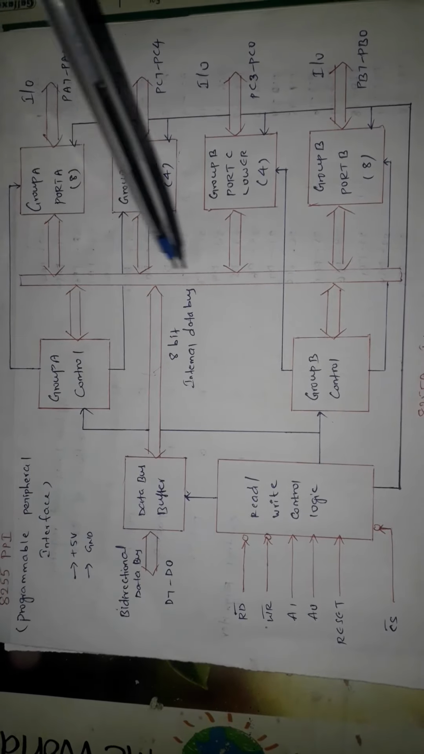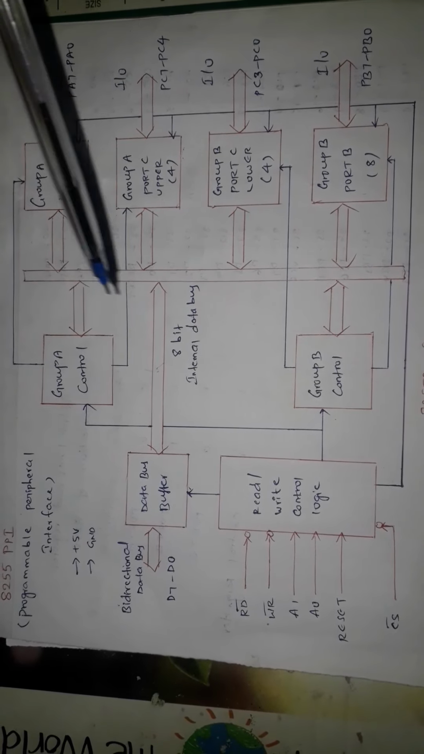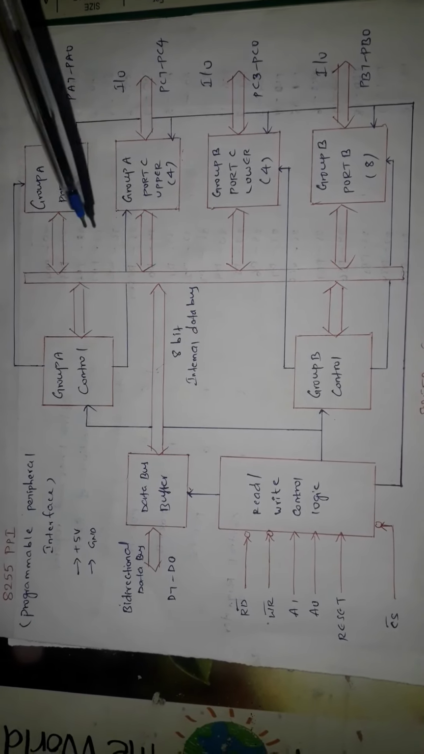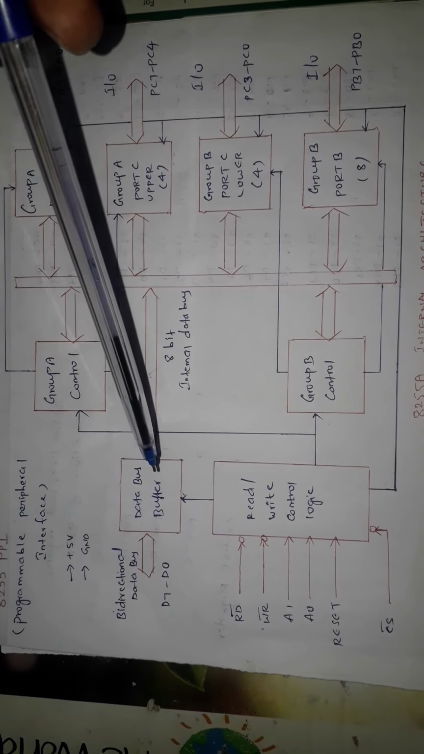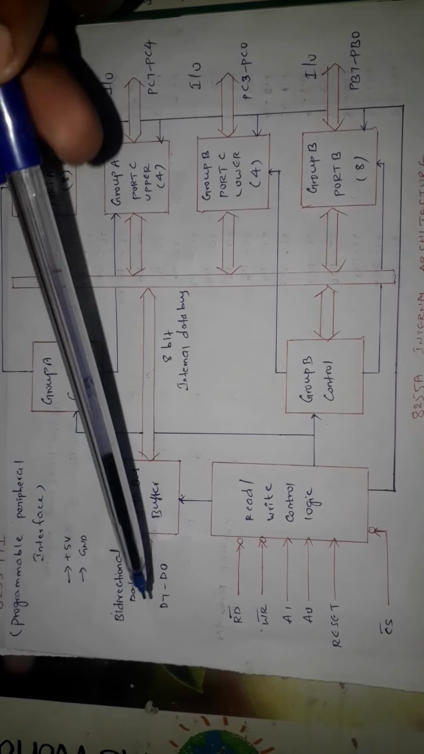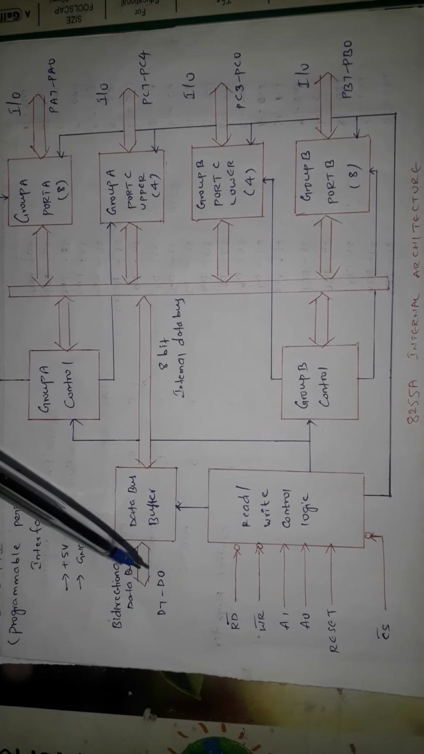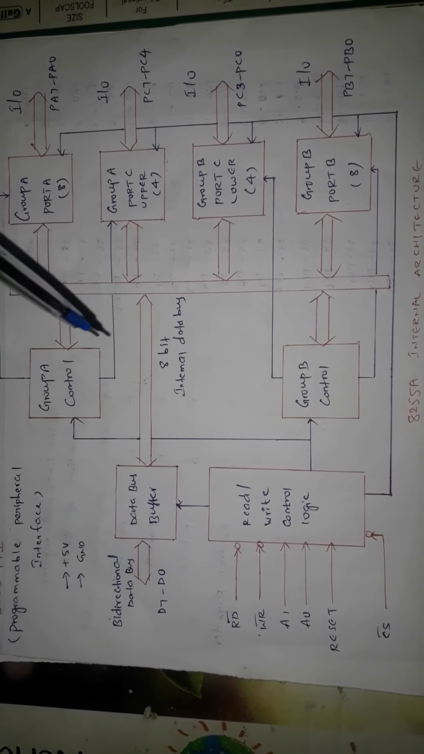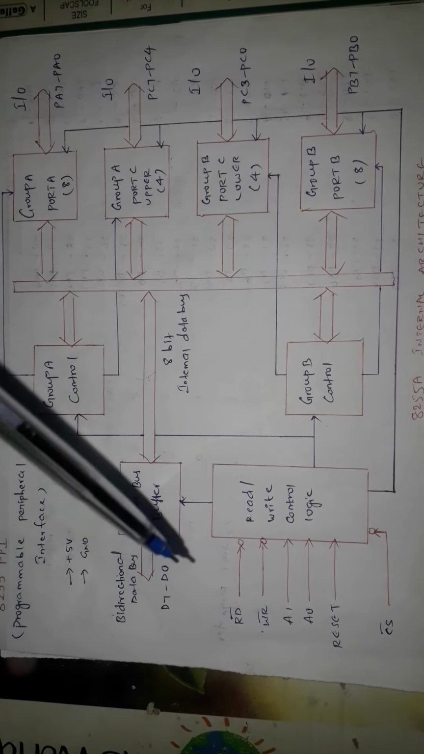An 8-bit internal data bus is used. Through the internal 8-bit data bus, the ports are connected to the data bus buffer. The size of the data bus buffer is also 8 bits, and it is connected to the processor through the D0 to D7 pins. So D0 to D7 data lines are used to carry the data between the 8255 and the processor. So these D0 to D7 pins of the 8255 are connected to the processor.